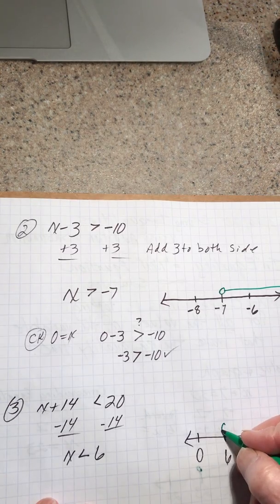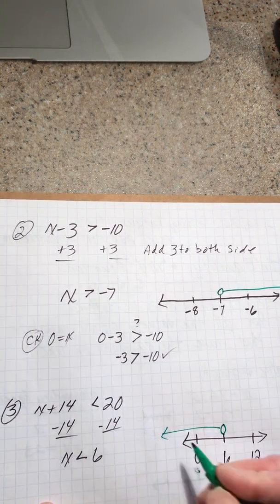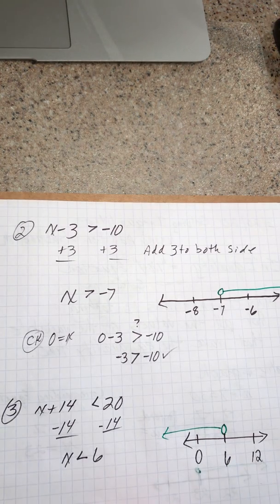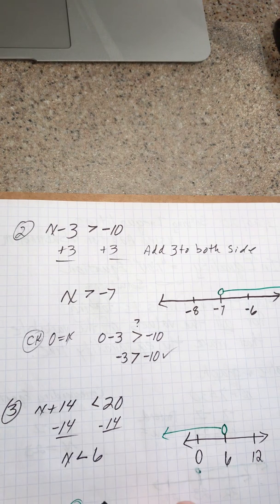So I'm going to put an open circle over the 6. This is the graph, and I'm going to check. Easiest number to check is 0. Is 0 plus 14 less than 20? Well, yeah, 14 is less than 20. So we are good.